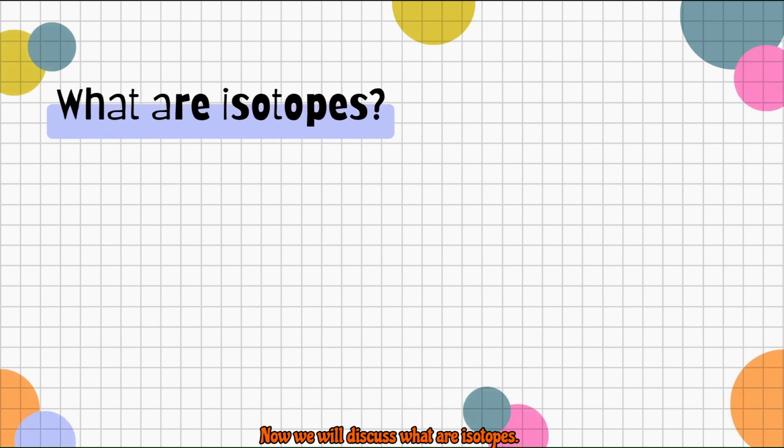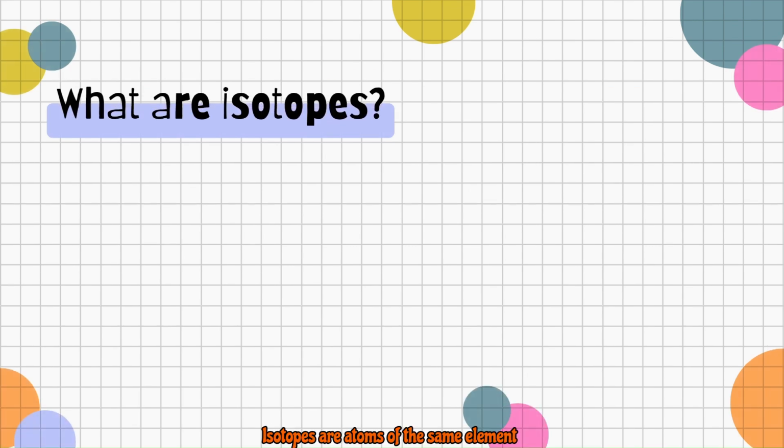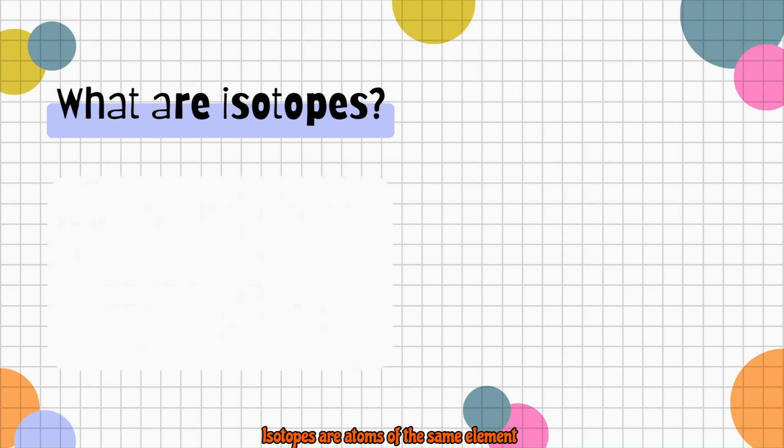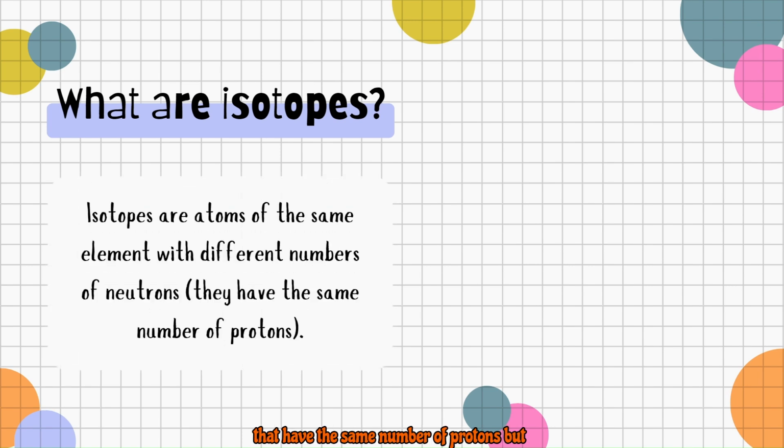Now we will discuss what isotopes are. Isotopes are atoms of the same element that have the same number of protons but a different number of neutrons in their nucleus. This difference in neutron count gives them unique properties while still retaining their chemical identity.